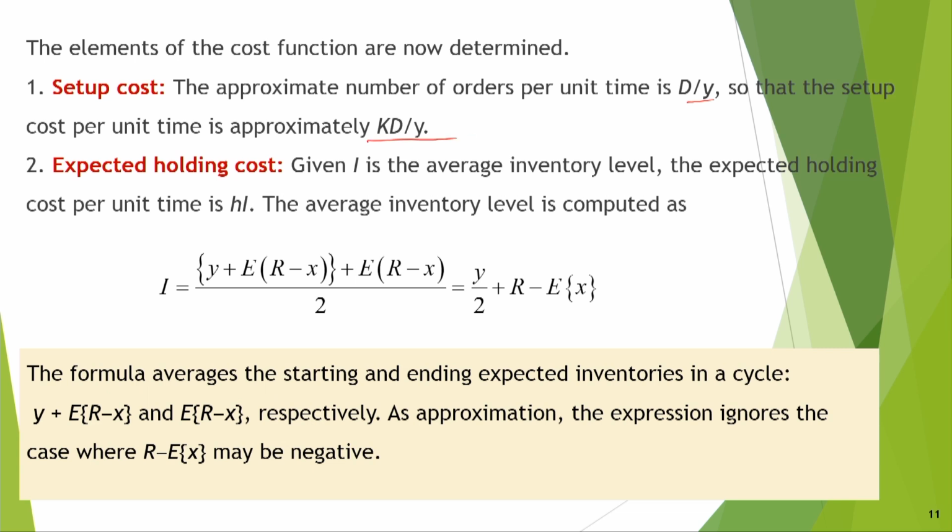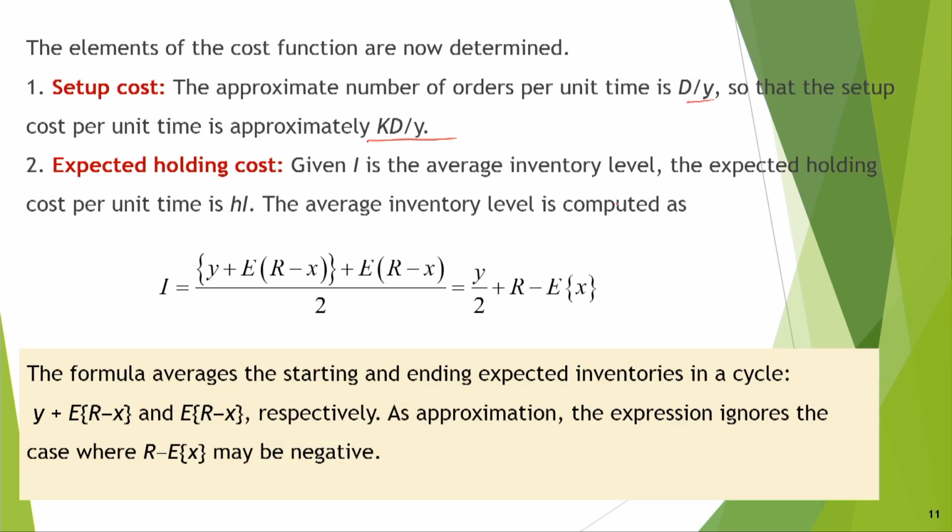And the expected holding cost is expected because there is randomness. How much demand there will be depends on that, so there is a huge amount of randomness. Given I is the average inventory level, the expected holding cost per unit time is H into I. If I can find the inventory level, I can multiply it by the holding cost per unit, so it will be HI.